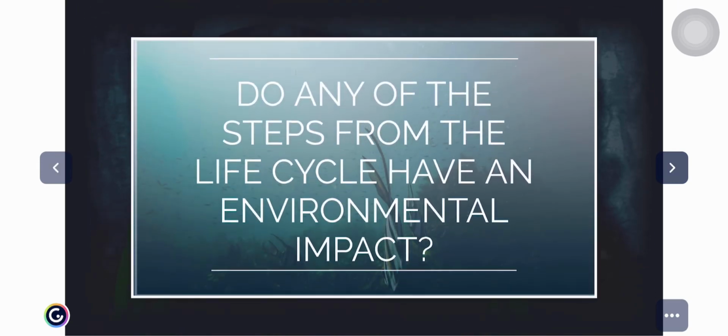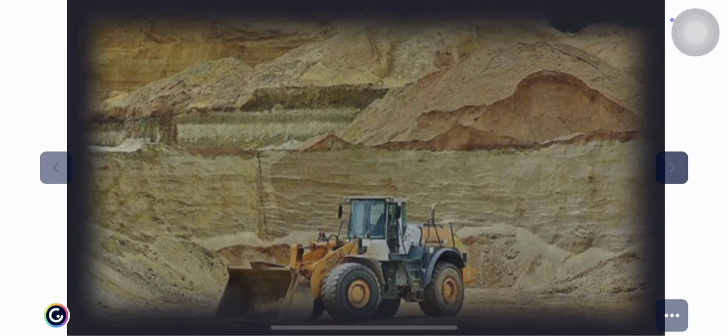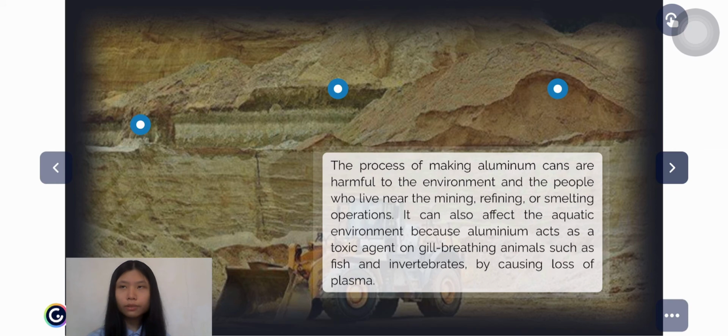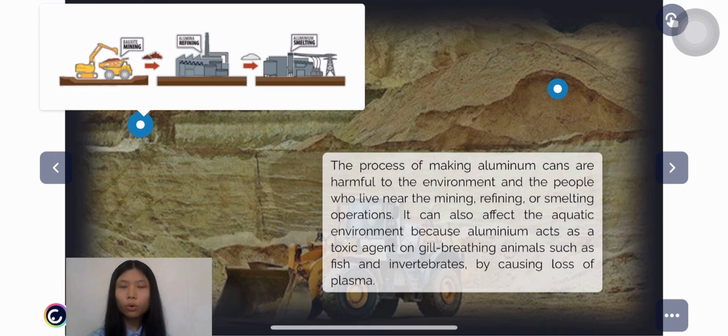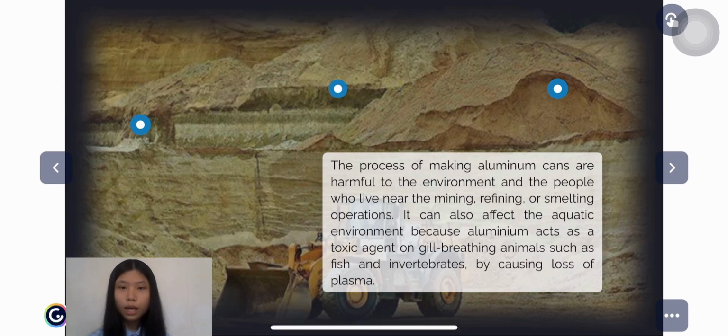Do any of the steps from the life cycle have an environmental impact? Mining, refining, and discarding aluminum takes a toll and affects our environment. They use a lot of energy, use large amounts of water, and generate air, water, and soil pollution. The effects from mining are that mining the materials needed to create aluminum causes deforestation, erosion, polluted water sources, and a threat to animal life.